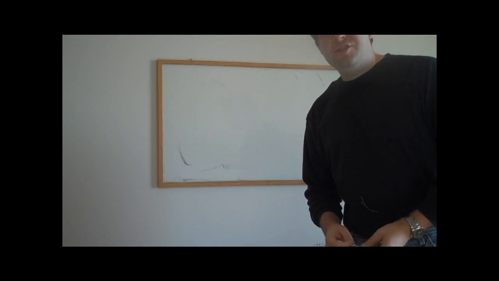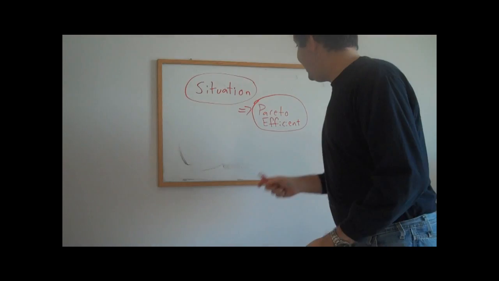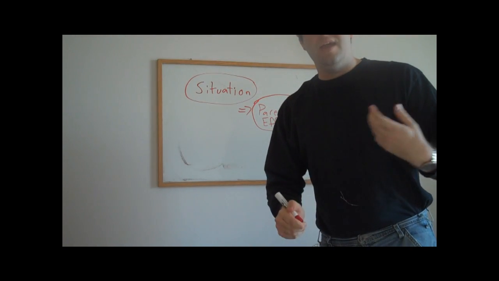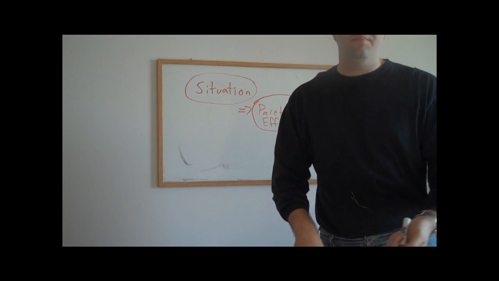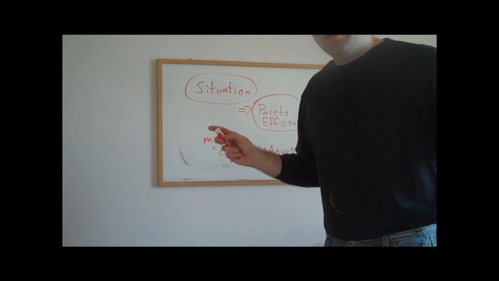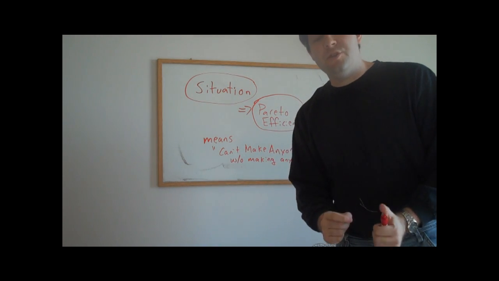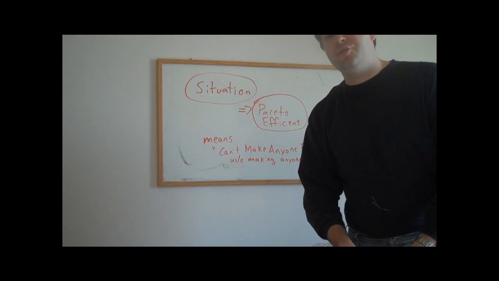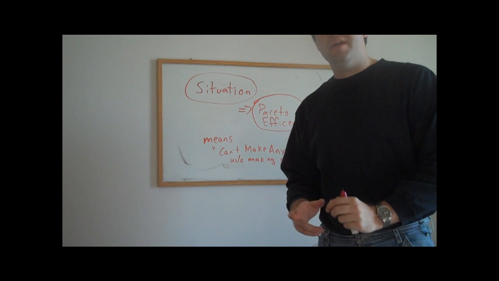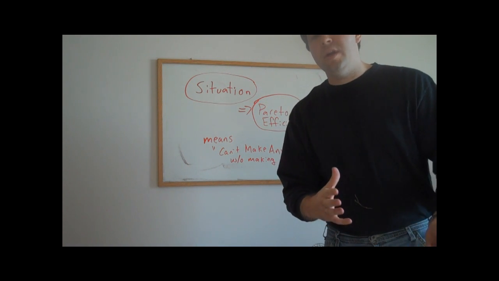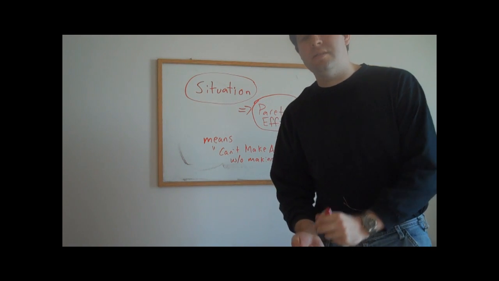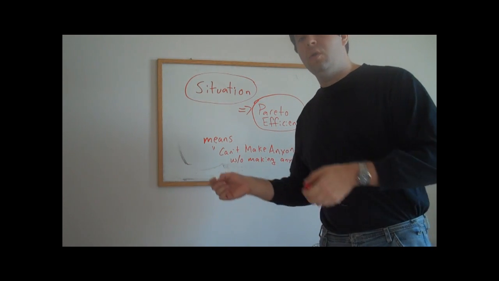A situation is Pareto efficient if we can't make anyone better off without making anyone worse off. Another way to put this is that if we're in a Pareto efficient or Pareto optimal situation, if we're going to make someone better off, we're going to necessarily make some group or some individual worse off.